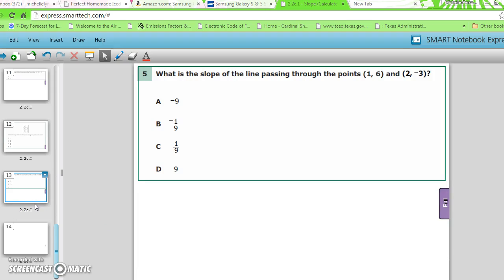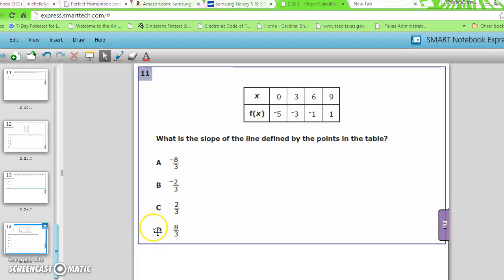Pause and solve. The answer is A, negative 9. Last one, pause and solve. Remember, any f of x is just a fancy way to say y. C. Okay, that is part 1 of slope. Watch it over and over again until you know how to solve all of these.